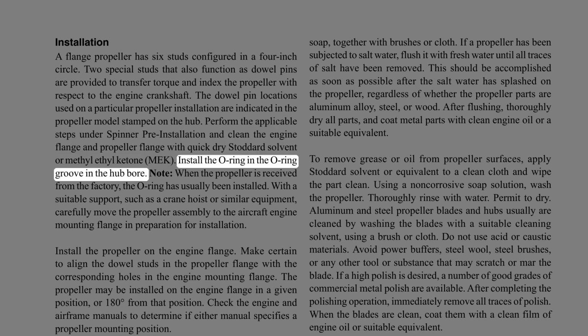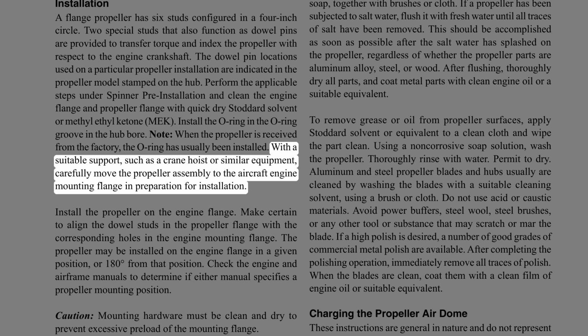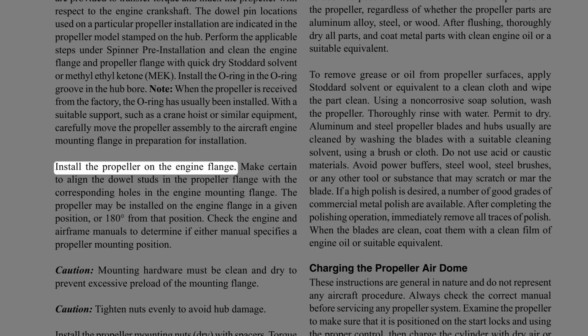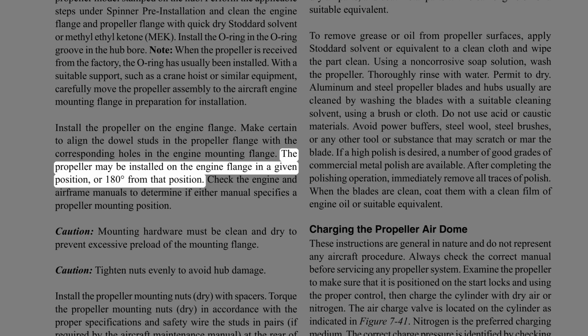Install the O-ring in the O-ring groove in the hub bore. Note: when the propeller is received from the factory, the O-ring has usually been installed. With a suitable support, such as a crane hoist or similar equipment, carefully move the propeller assembly to the aircraft engine mounting flange in preparation for installation. Install the propeller on the engine flange. Make certain to align the dowel studs in the propeller flange with the corresponding holes in the engine mounting flange. The propeller may be installed on the engine flange in a given position, or 180 degrees from that position.